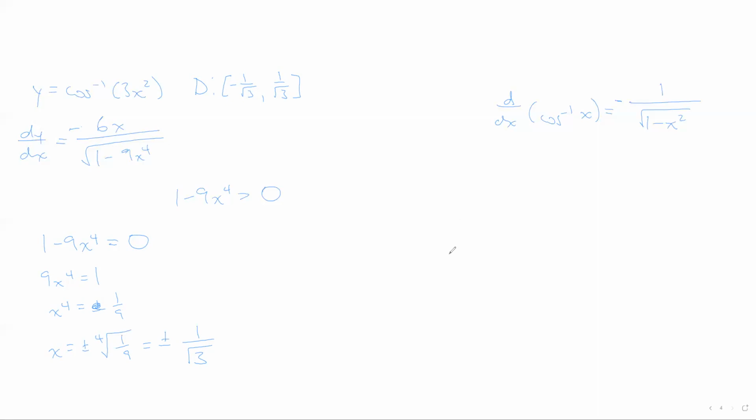Maybe I should explain that. So the 4th root of 9 is equal to the 4th root of 3 squared, right? Which is equal to 3 squared to the 1/4 power, which is equal to 3 to the 1/2 power. So those are my boundaries, right? Plus or minus 1 over radical 3.